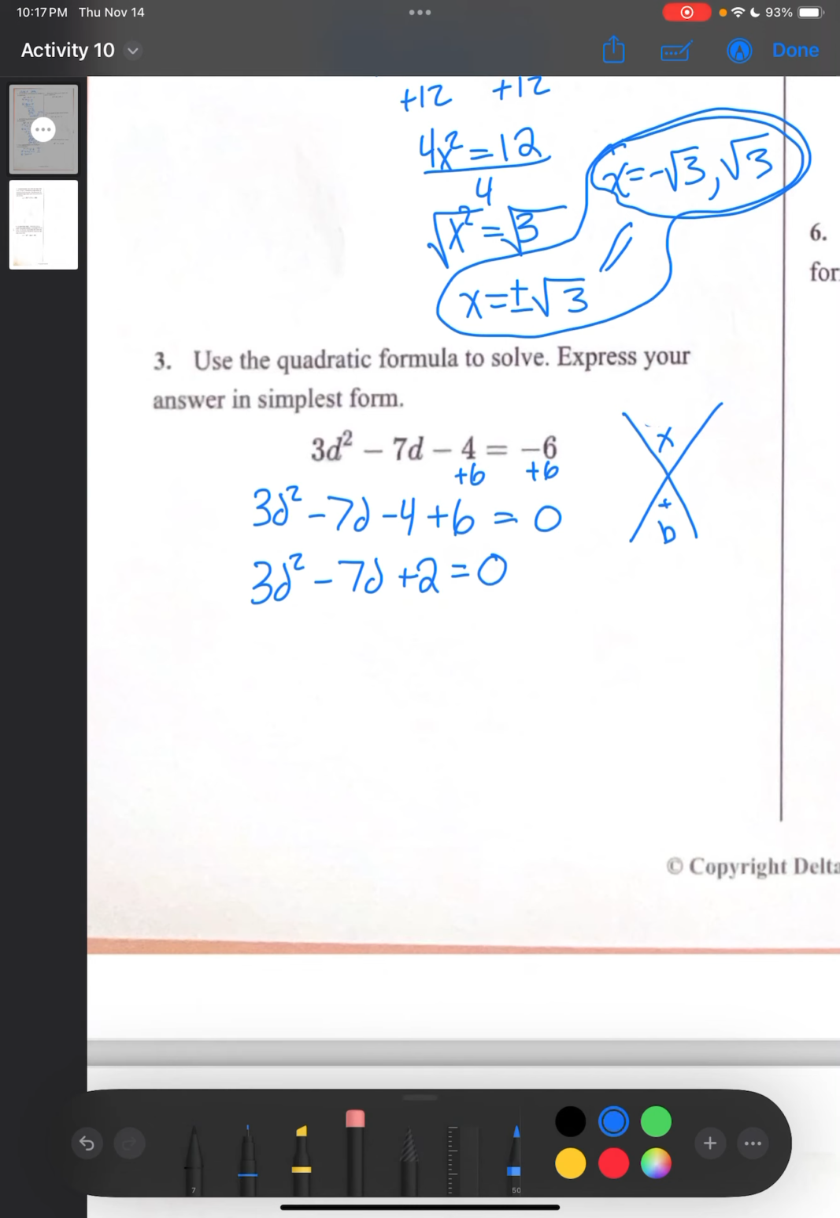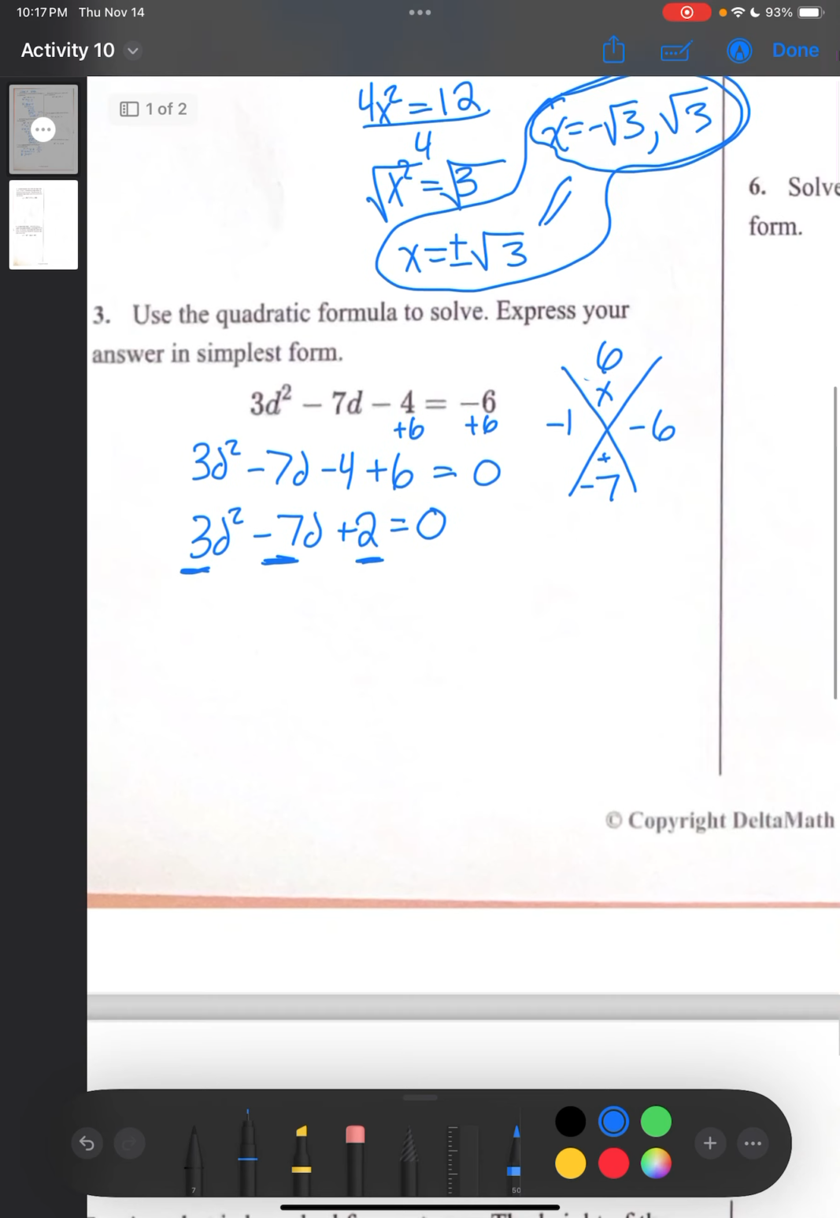A times c is 3 times 2, which is 6. And our b is negative 7, as you can see here. Whether you go through the factors or whatever makes sense to you, you should get to negative 1 and negative 6, because negative 1 times negative 6 is 6, and negative 1 plus negative 6 is negative 7. So this is where you place it into the center, right?